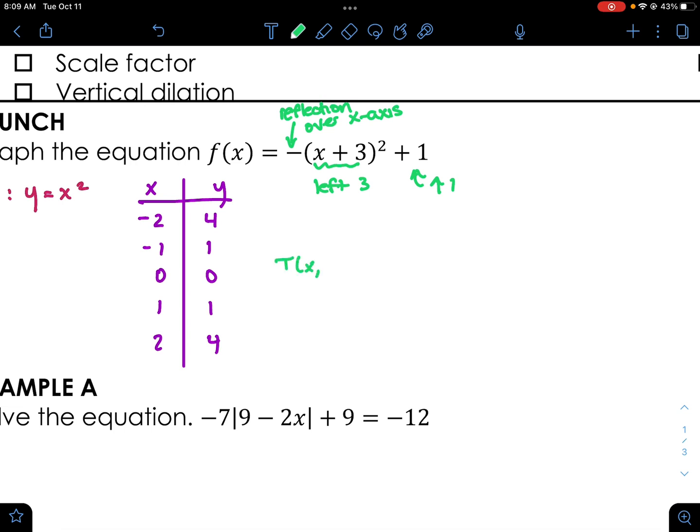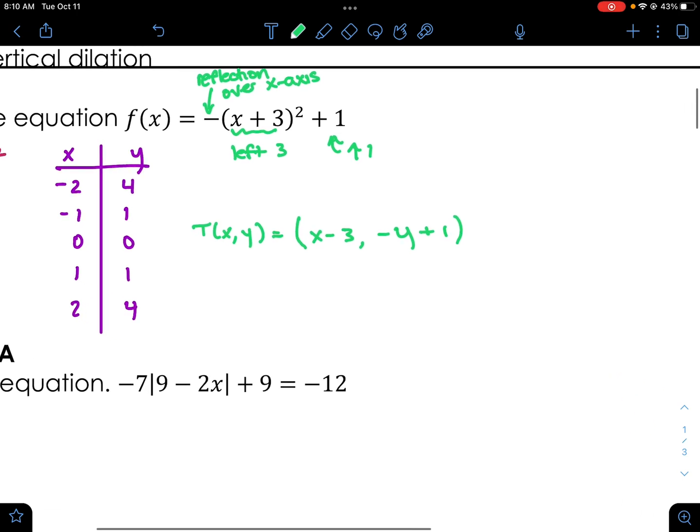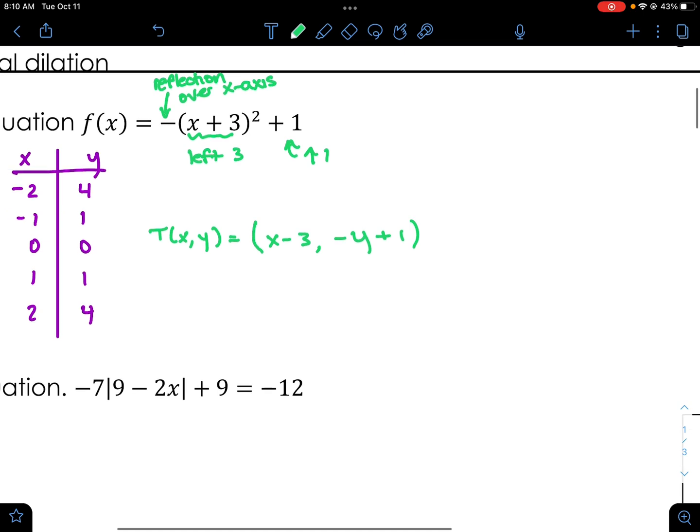So if we were going to come up with a mapping notation that would take our parent function's points to our child function's points, we would have to move left 3, so x minus 3. And then we would have to take our y values and make them the opposite value and then add 1. And so to get our new points for our child function, we would take our parent function points, which are over here, and we would subtract 3 from each x value.